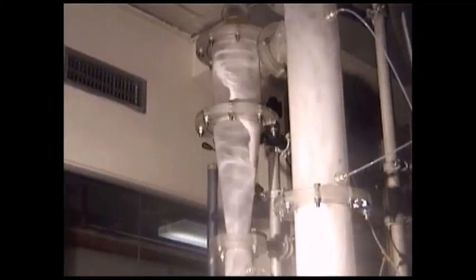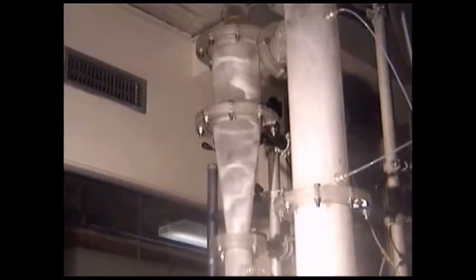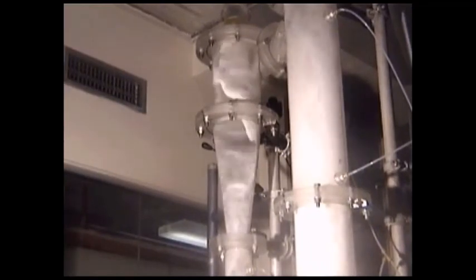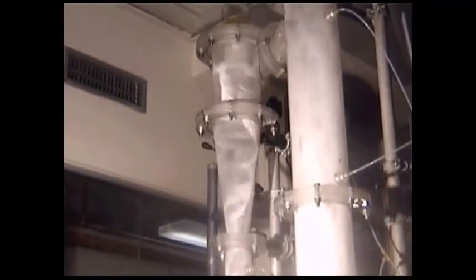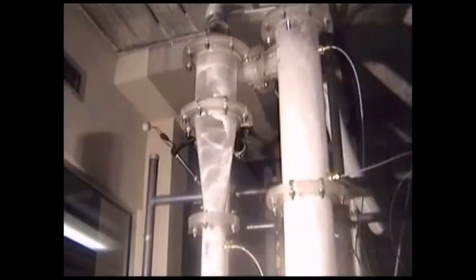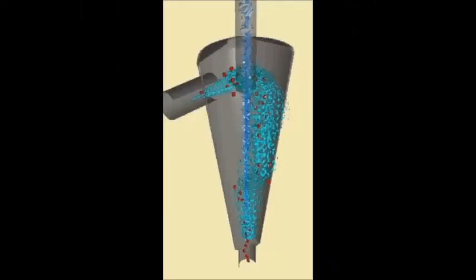Here is a video of a reverse flow gas cyclone in operation. The outer vortex can be clearly seen pushing the separated solid particles towards the lower exit. The gas leaves via the top exit. And here is an animation showing the cyclone's operation.